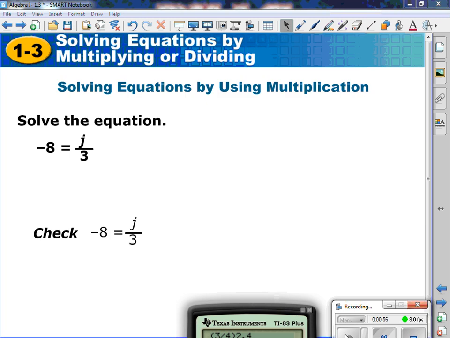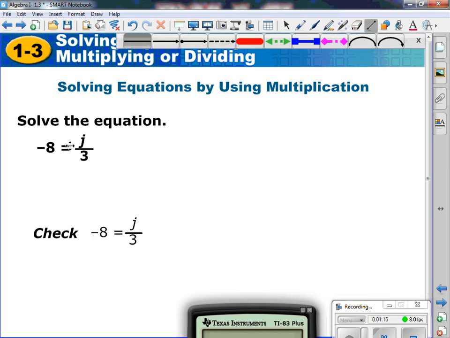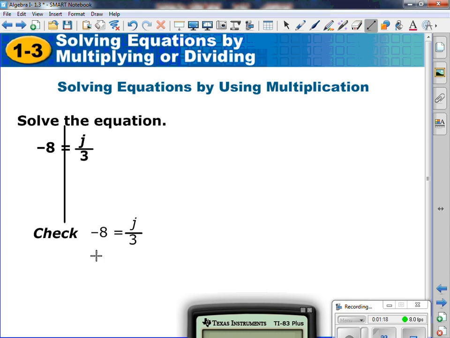We're going to solve this equation. I have negative 8 equals j over 3. What does that over 3 really mean? Divide by 3. Most of the time in an algebra problem, this is how you're going to see division. So if I want to draw my wall, what side's my variable on? Right-hand side. What's happening to my variable? It's getting divided by 3, so I'm going to need to multiply by 3.